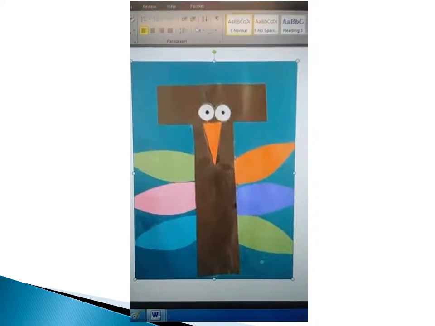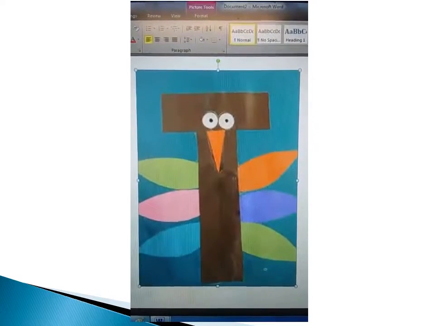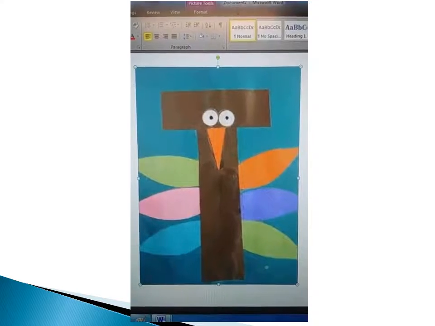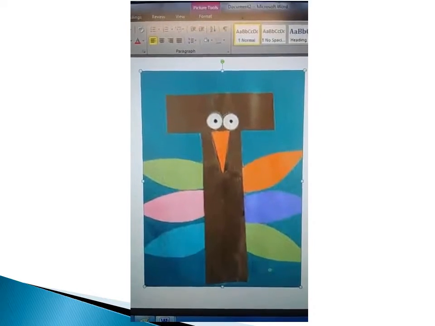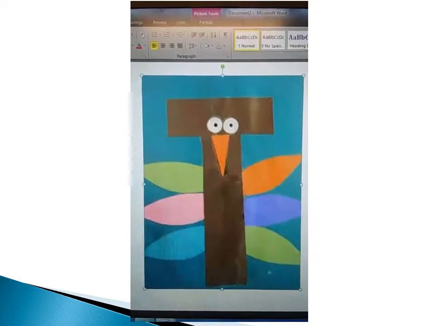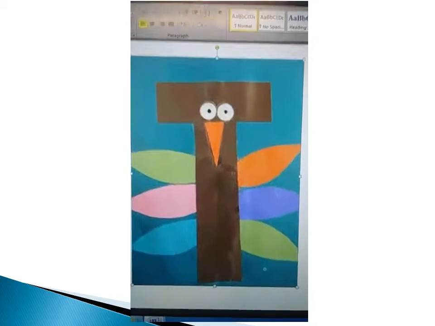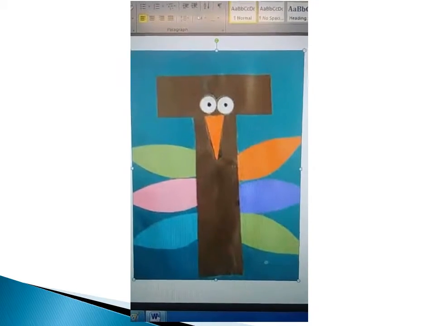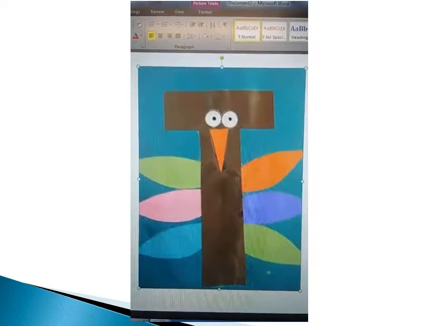This is another example of a corresponding art project that we like to do. We did our letter T during Thanksgiving, so we made some T's that look like turkeys. This is not actually one of the children's turkeys. Those all went home, but they were based off this.